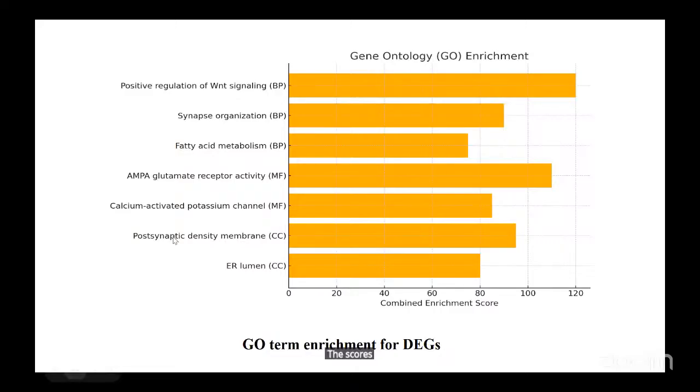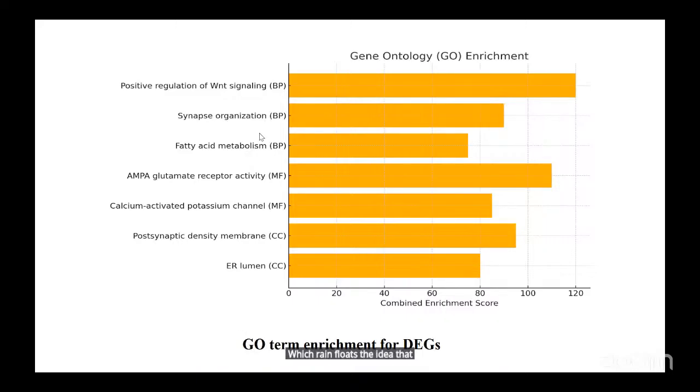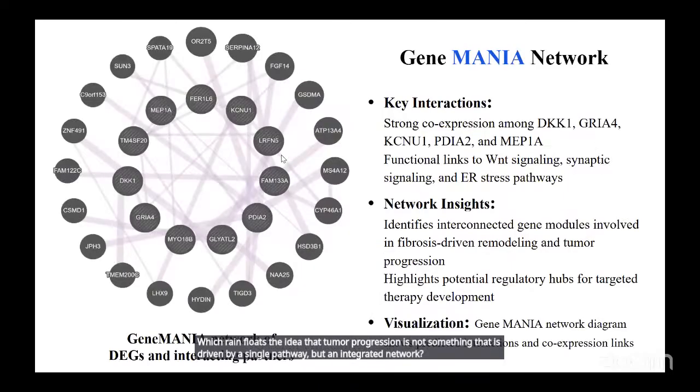The scores of the top terms across BP, MF, and CC categories. This provided an intuitive way to see which biological themes are most prominent. The highest enriched terms, WNT signaling regulation, synapse organization, and receptor activity, support the earlier functional insight. So by quantifying enrichment scores, these visualizations strengthen the confidence in earlier gene ontology-based conclusions, which reinforce the idea that tumor progression is not driven by a single pathway, but an integrated network of biological processes.